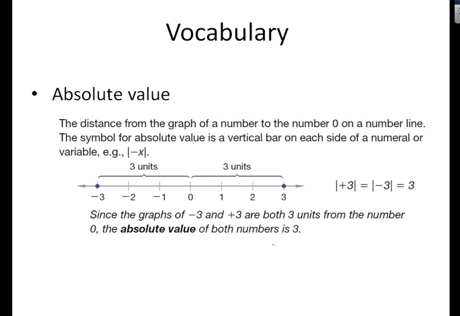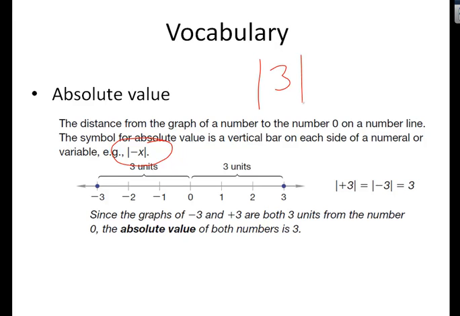So, absolute value. This is the distance a number is from 0. The distance from the graph of a number to the number 0 on a number line. The symbol for absolute value is a vertical bar on each side of the numeral or a variable. It looks like this. So that would be the absolute value of 3.